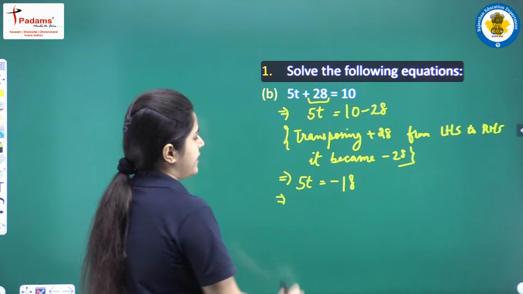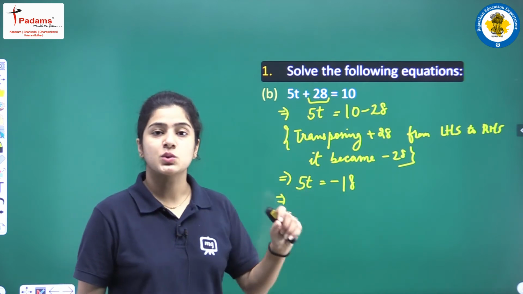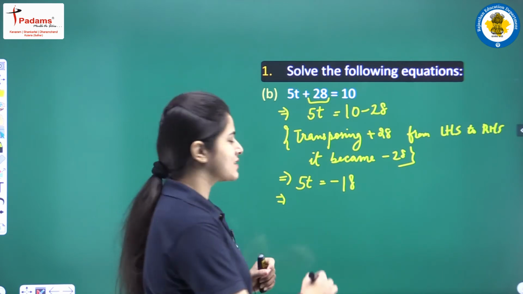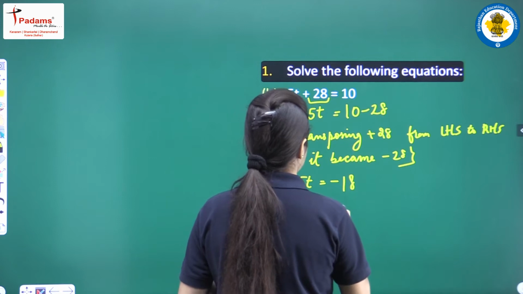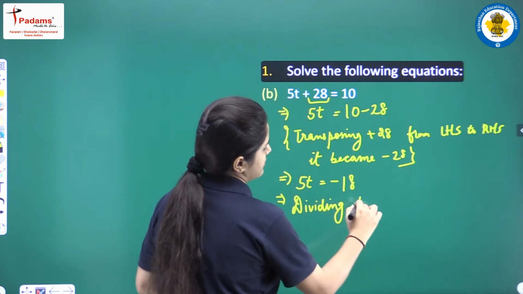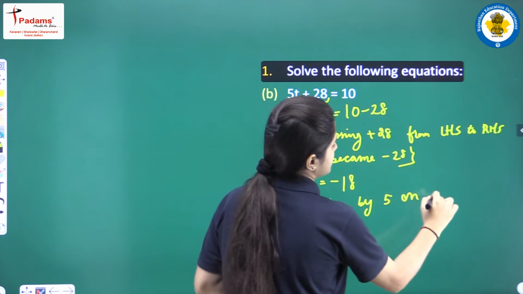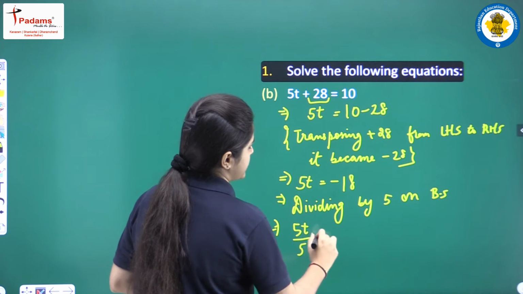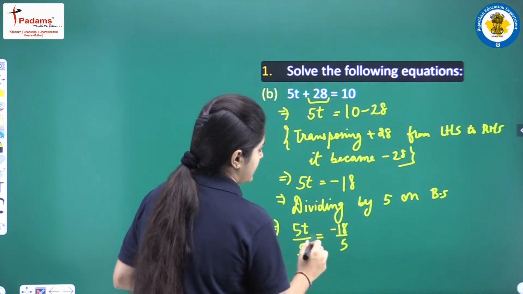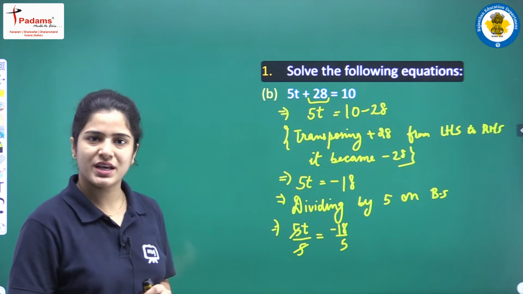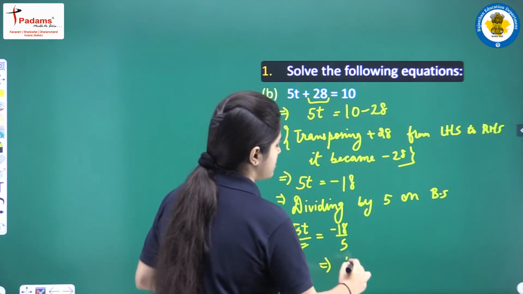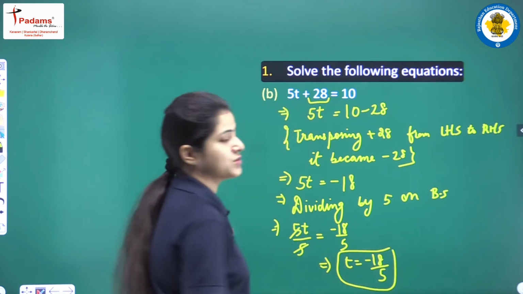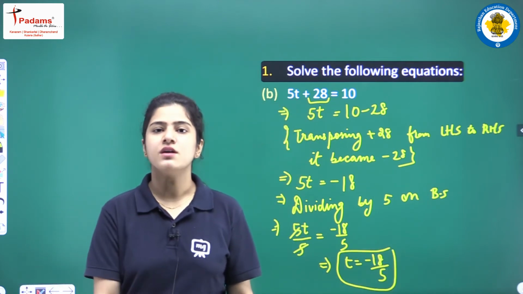Okay, students. Now, 5 is in multiplication with a variable. So, to eliminate this 5, you will divide by 5 on both the sides. Okay, students. So, dividing by 5 on both sides. Right. 5t upon 5 is equals to minus 18 upon 5. 5 will be cancelled out from this 5. Okay, students. Now, this t is equals to minus 18 upon 5. This is your required result. Okay, students. This is your part P.